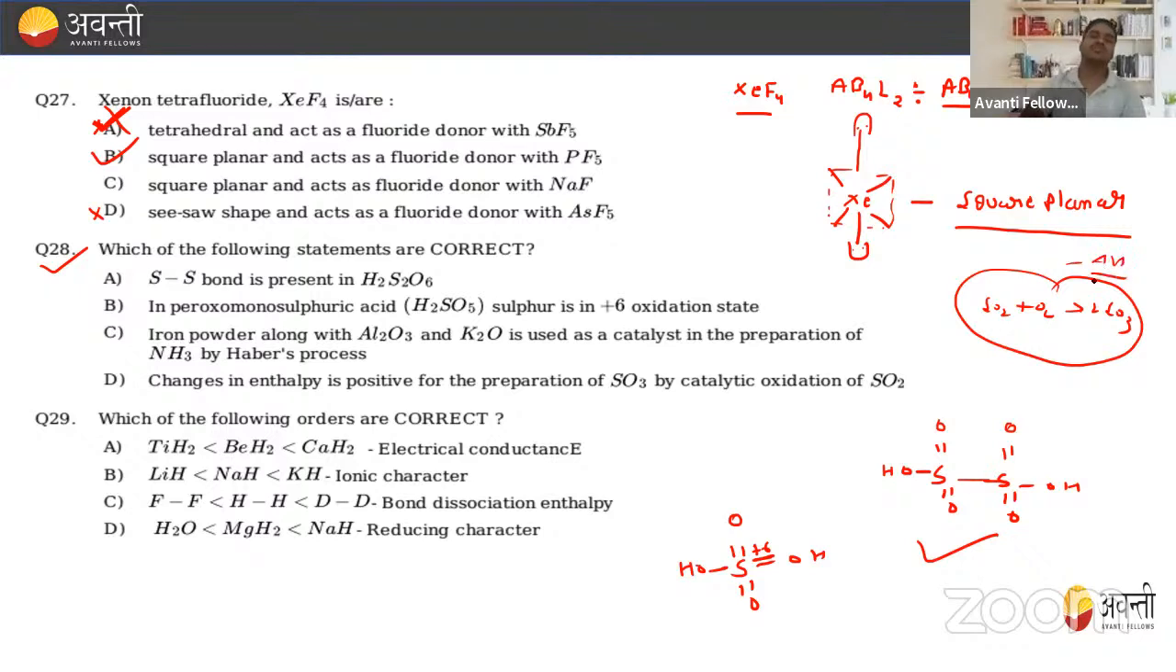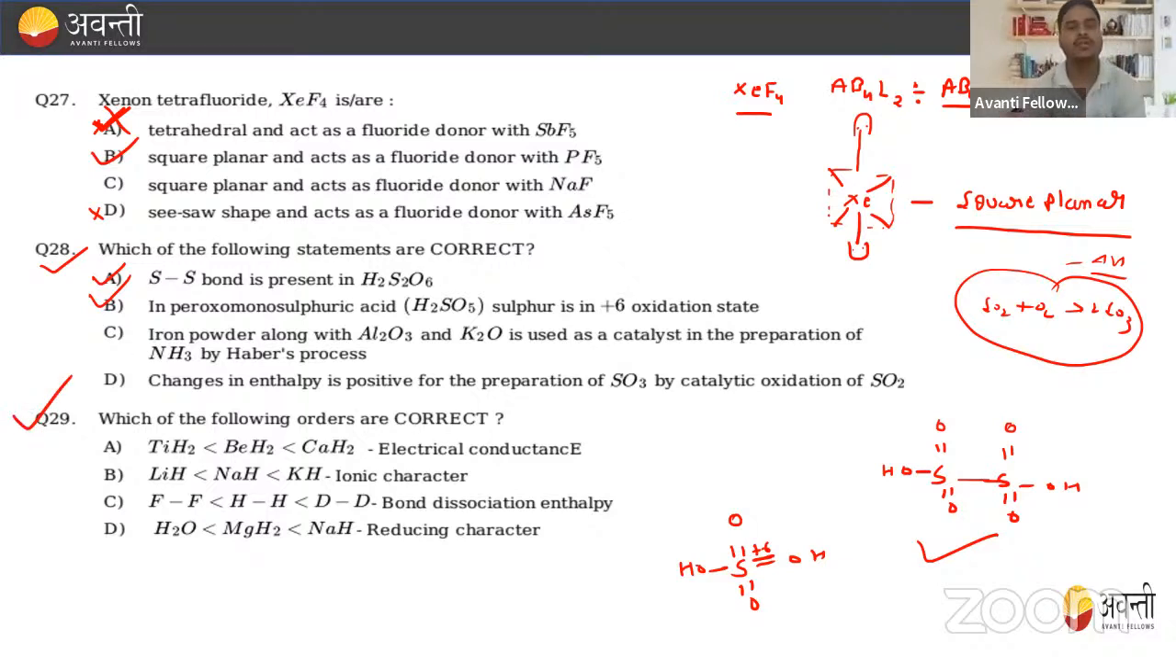In case of ammonia also, the change in enthalpy is negative, here also negative. So only the two options, that is A and B, are the correct ones. Rest all are incorrect. Okay.